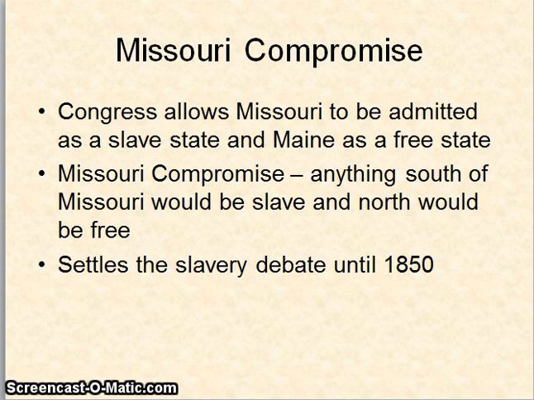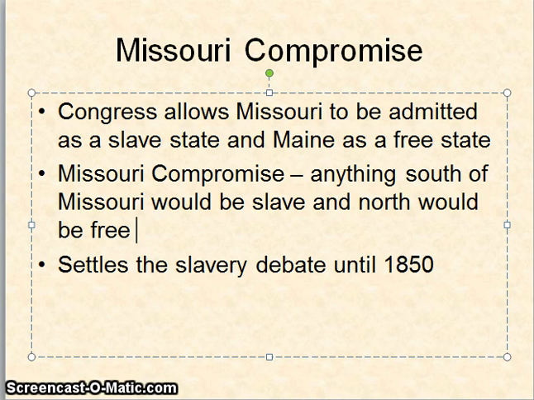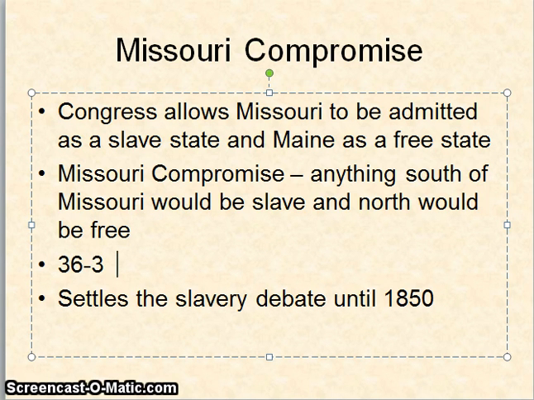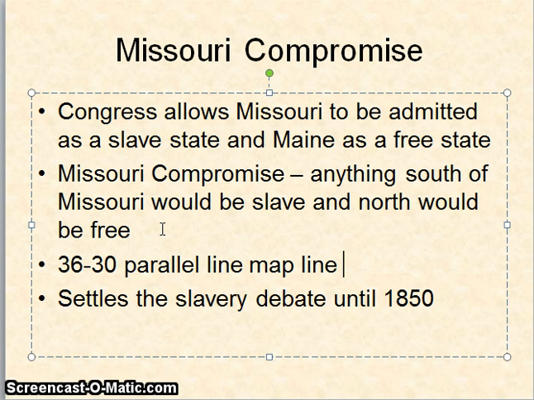It's there now. Then what they decide is forever, from this point on, everything south of Missouri is going to be a slave state, and everything north is going to be free. And remember, what they decide is that they're going to do that at the 36°30' parallel line. And that's just a map line. So everything north of 36°30' is going to be a free state, and everything south of that line is going to be a slave state. And this pretty much settles the slavery debate until the 1850s.